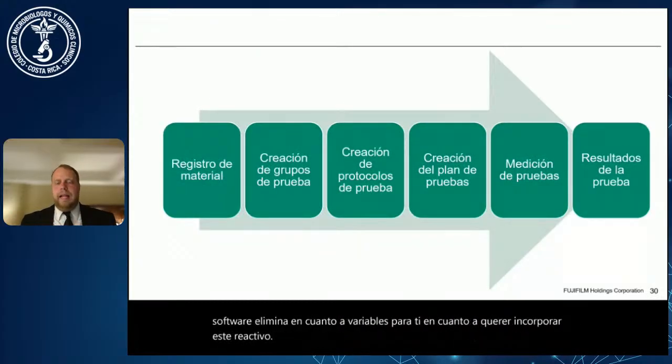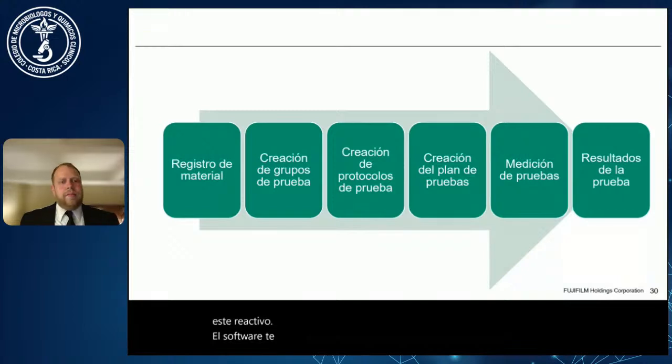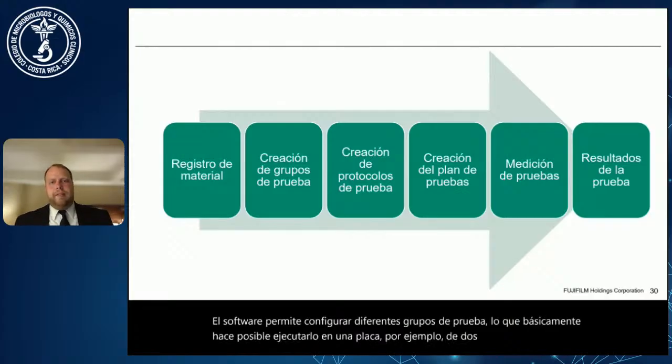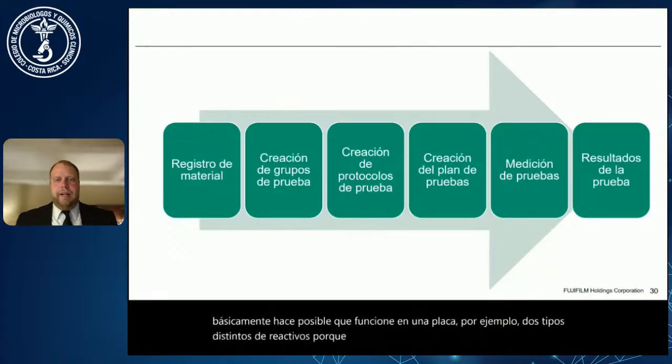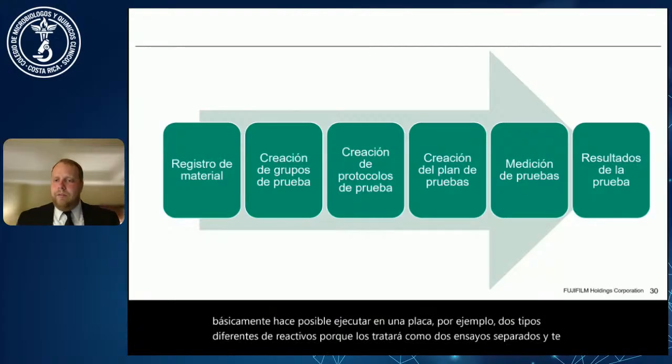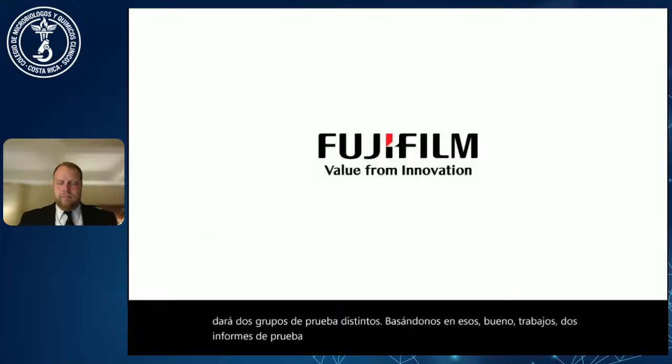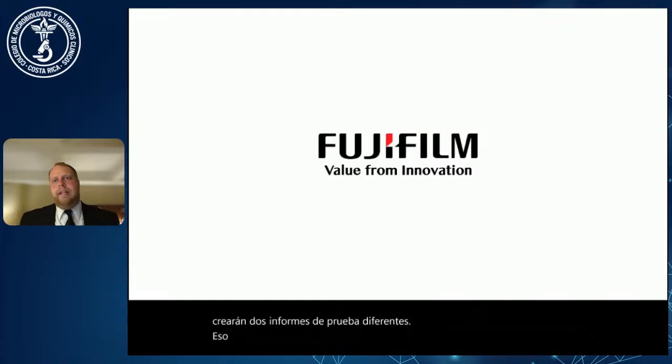The software allows you to set different what are called test groups. So essentially making it possible to run on a plate, for example, 2 different types of reagents, because it's going to treat those as 2 separate assays, and it will give you 2 separate test groups based off of those well assignments. 2 different test reports will be created. That's the end overall of the presentation that I have.